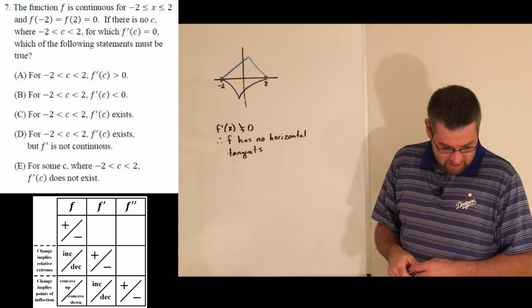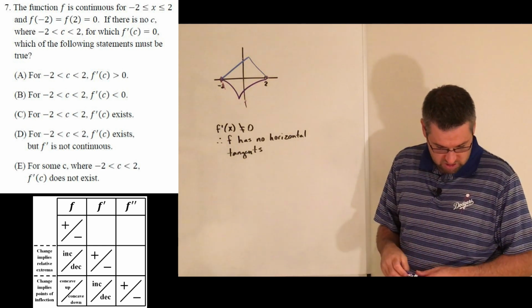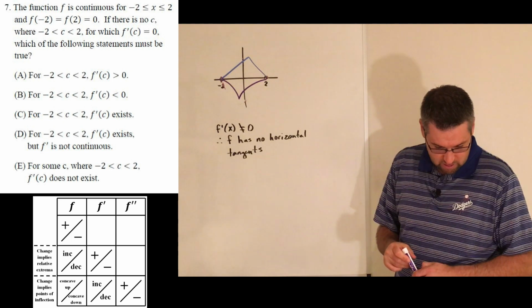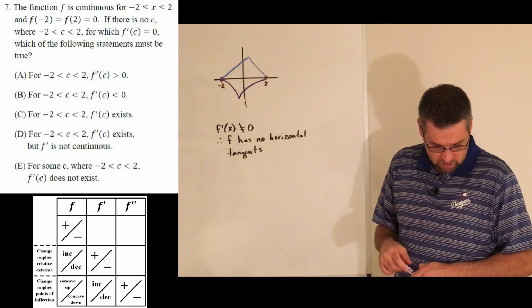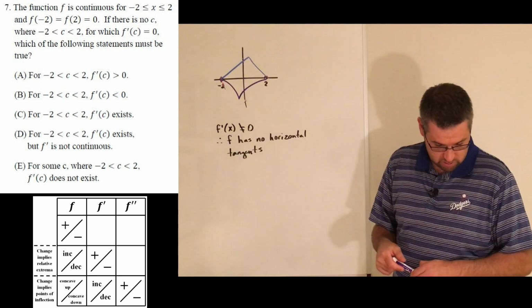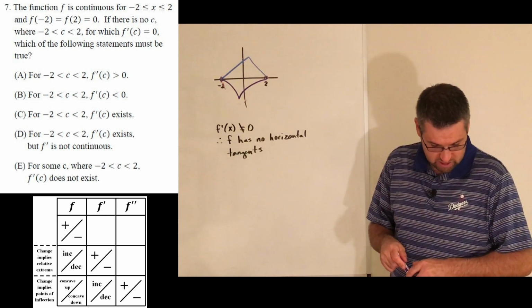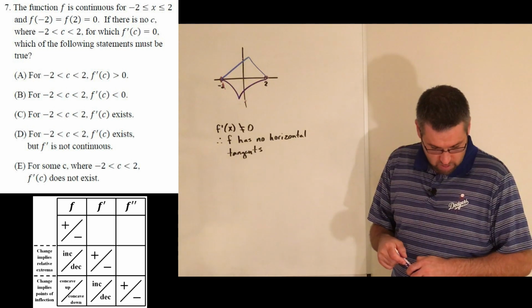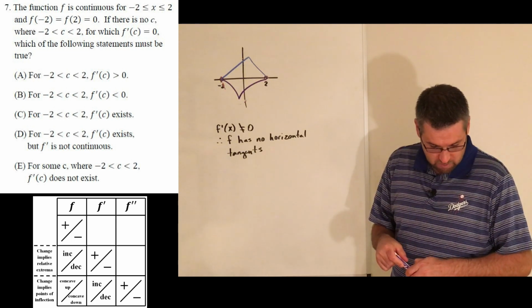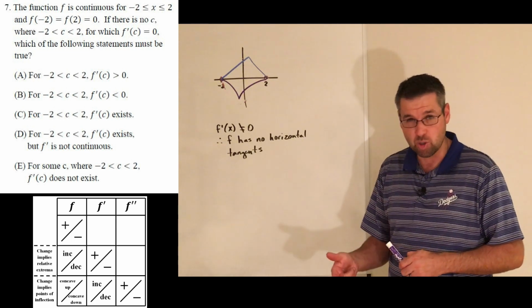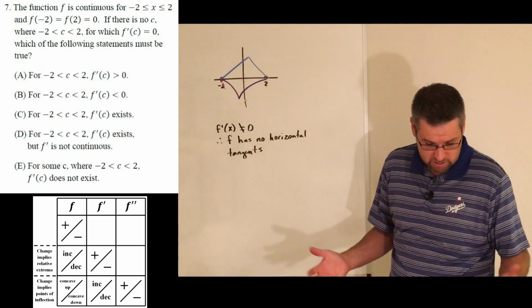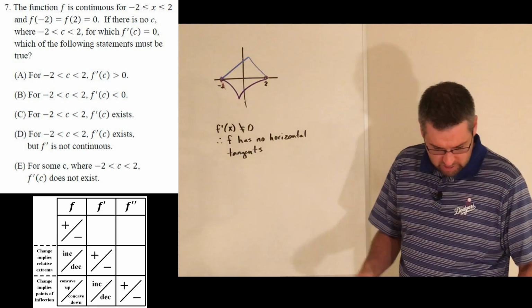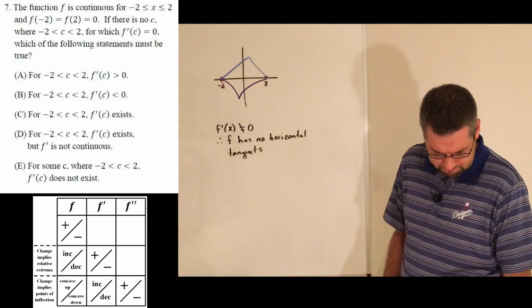And then for D, this is just a contradiction in terms. It says that f prime exists, but f prime is not continuous. Well, that doesn't make sense at all. F prime has to exist everywhere, but if f prime is not continuous, that means f is not differentiable at that point. If f is not differentiable, then f prime can't exist. So that's just a contradiction. So that leaves E as our only option there.